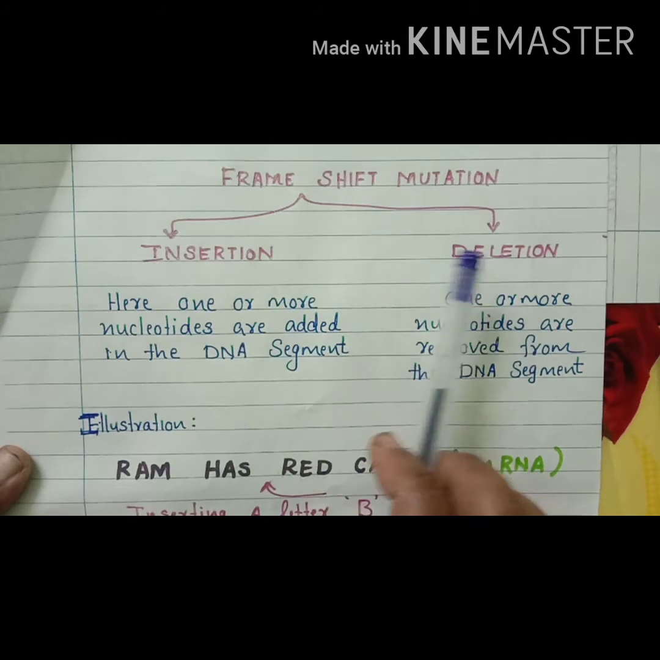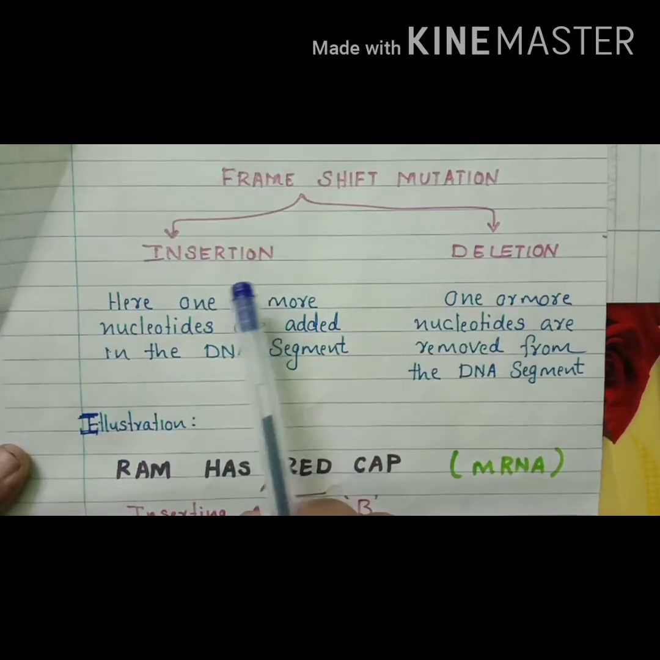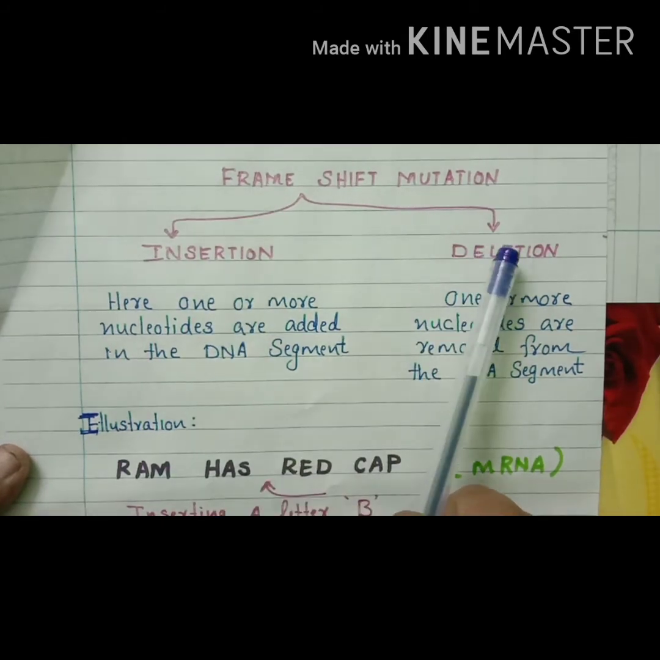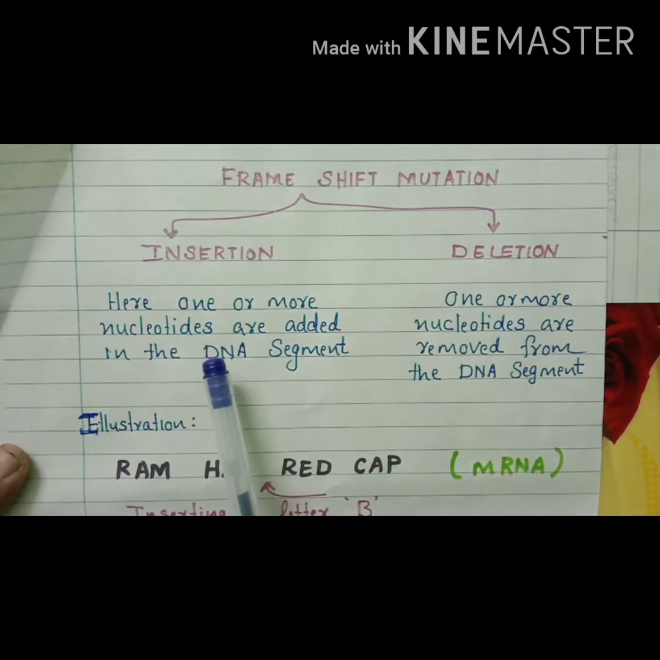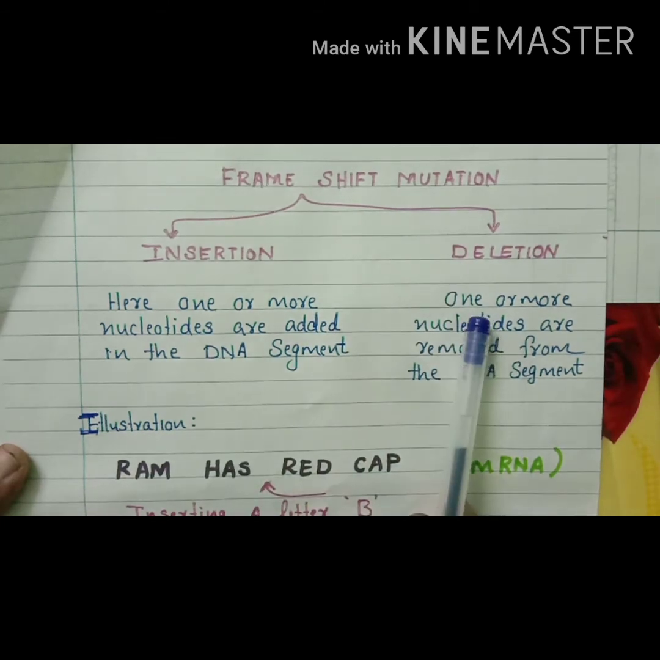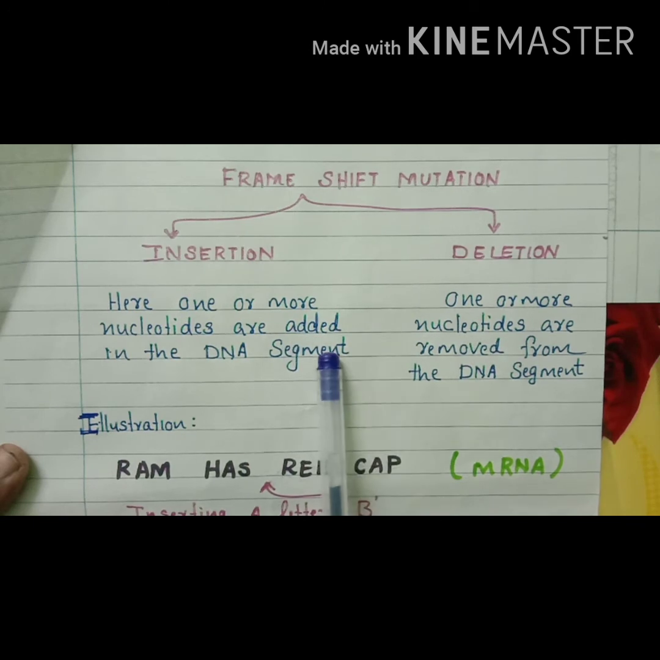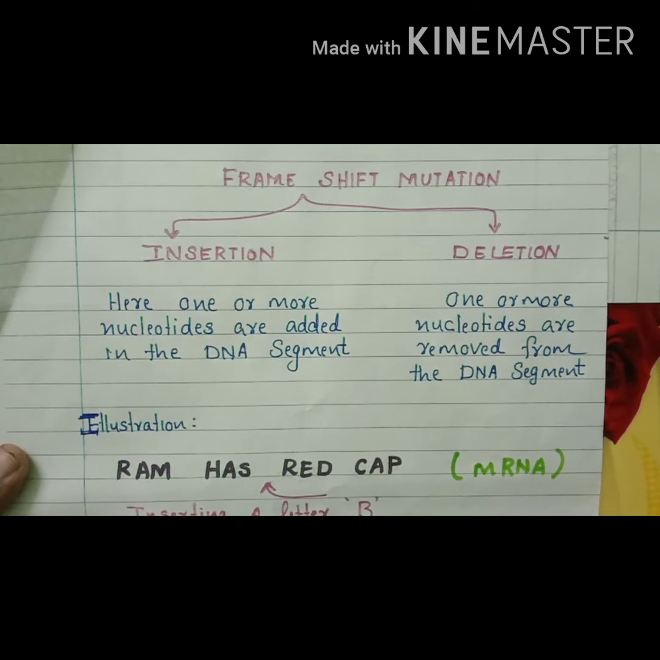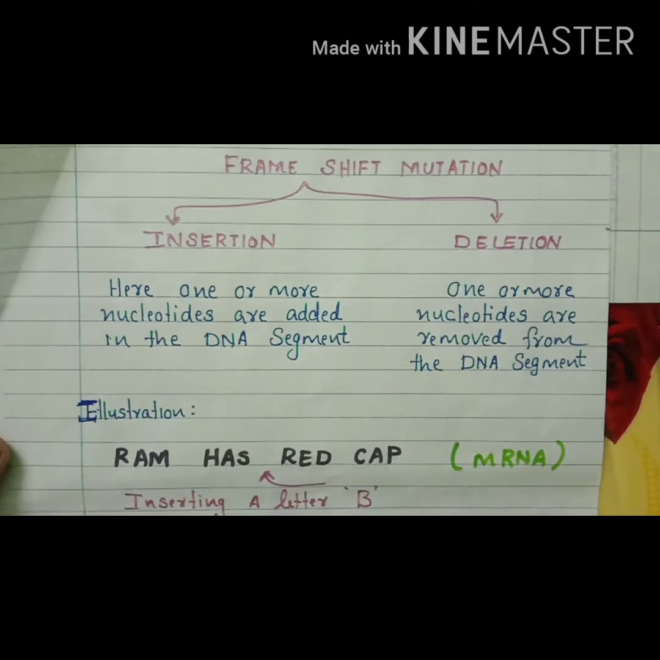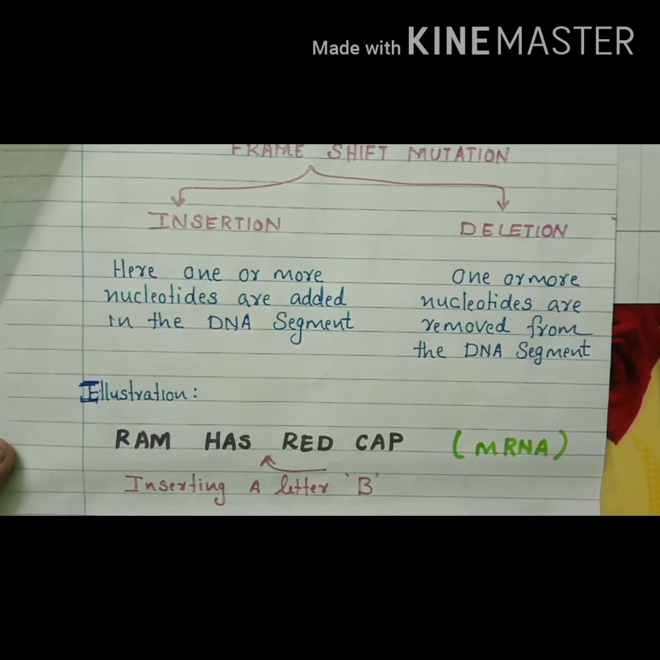So in frame shift mutation, what is a common factor that can be seen both in insertion and deletion? If we are inserting or deleting 1 or 2 nucleotides, the total reading frames are changed. But if 3 nucleotides, or multiples of 3, are added or inserted, the reading frame will not change. So that shows that codons are triplet.